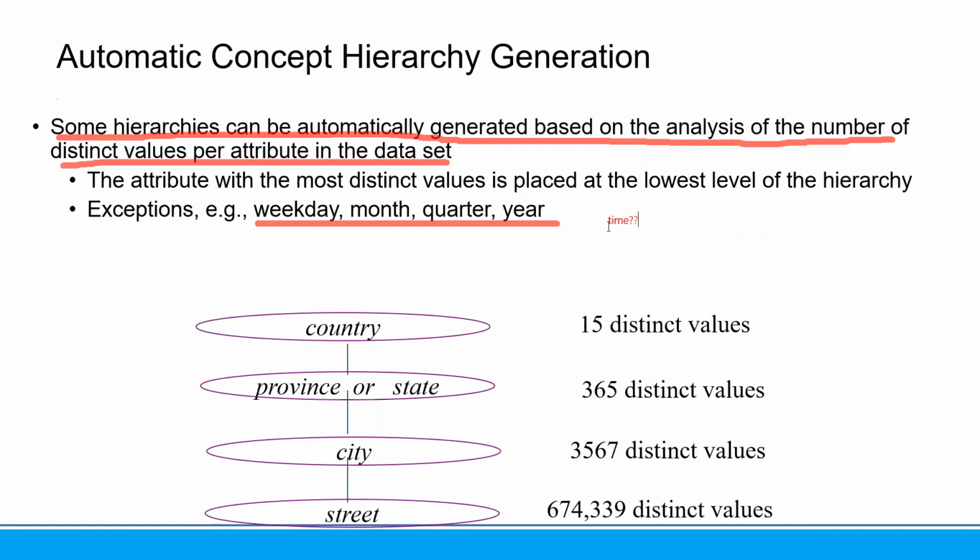Weekday. Weekday is like Monday. One, maybe for example, comma, January, comma, Q1, comma, 2022. So it will have some not distinct values. So here we want to get the distinct values.